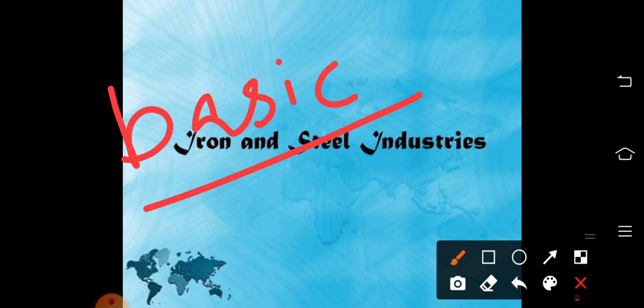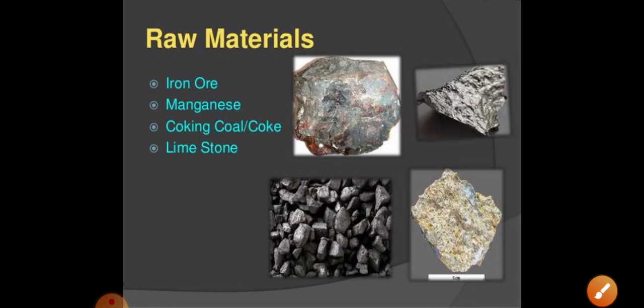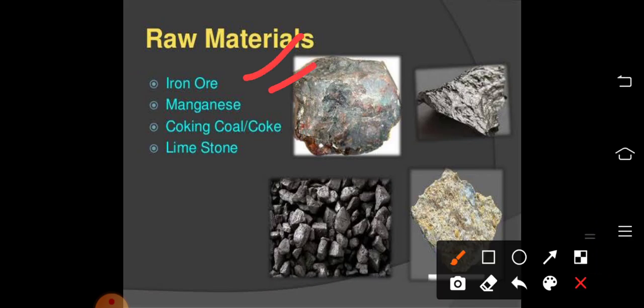So the inputs for the industry include the raw materials. I will show you the important raw materials for this industry. Yes, the important raw materials for the steel industry include iron ore, manganese, coking coal or coke, and limestone. Okay, which are the important raw materials? Iron ore, coal, limestone. Then manganese is also used for this industry. Okay, these are the important raw materials used in this industry.